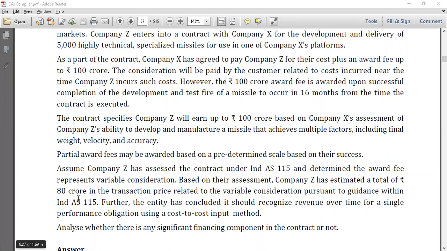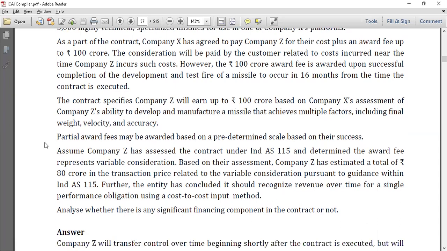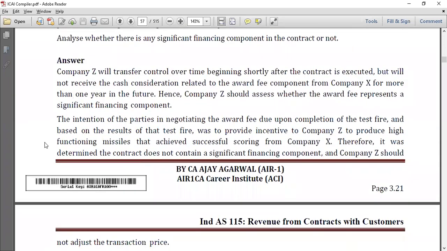It is estimating that 80 crore in the transaction price is related to the variable consideration. Okay, within Ind AS 115. Now further, the entity has also concluded it should recognize the revenue over time for a single performance obligation using the cost to cost input method. So analyze whether there is any significant financing component in the contract or not. You have to analyze. So in analyzing that, first step we need to do is company X. So whether the significant financing component is there or not, I can directly say it is no.